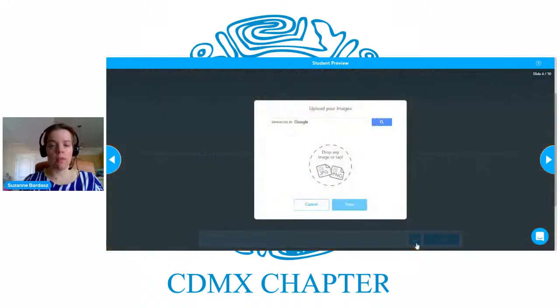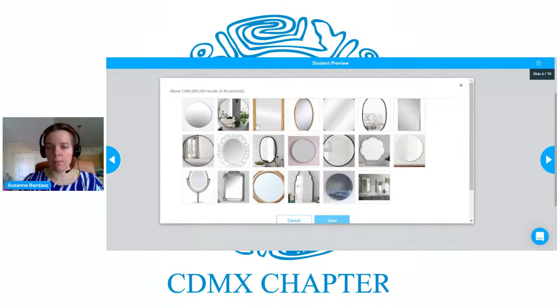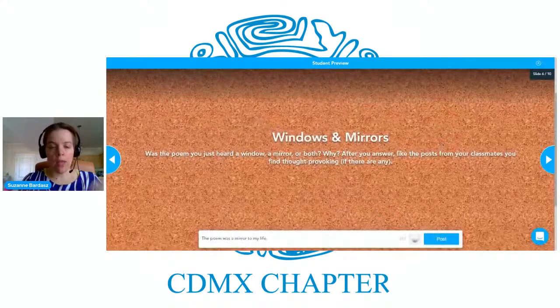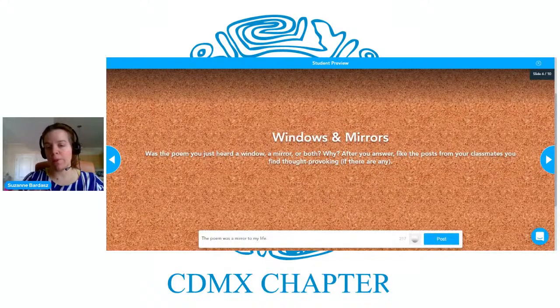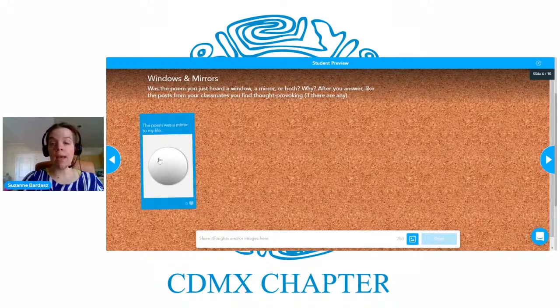They could add an image down here. They can look for an image. So I'm going to look for an image for a mirror. Here are some images I find. I'm going to choose this as an example. The poem was a mirror to my life. Maybe they would write a little bit more. Once they finish, they click post. And then here, imagine seeing your students adding more of their responses to each other. It's similar to another tool called Padlet as a way for them to add different content.